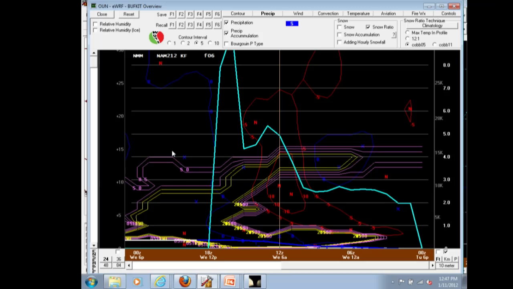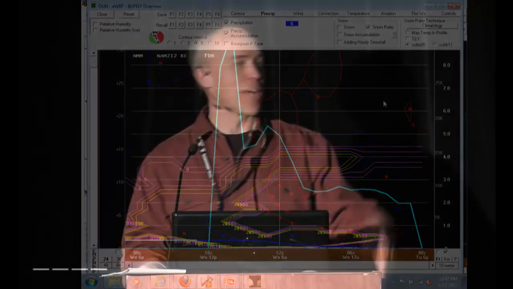All right, so does that sound fairly reasonable? 4.2. Can somebody divide 4.2 by 0.37 for me? You have an app for that. That's great. Well, it's probably close to 10 to 1, right? Because it's 0.4 to 4 inches, so that's that one there.